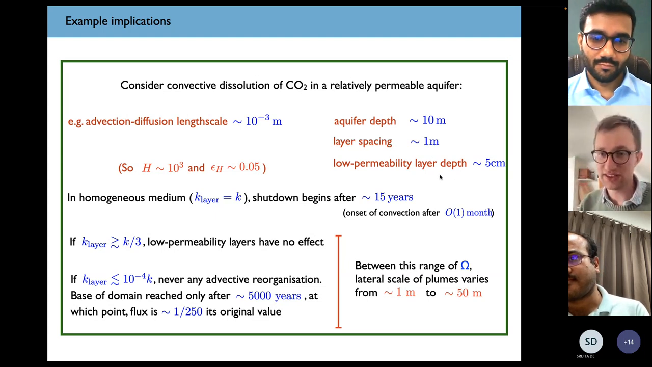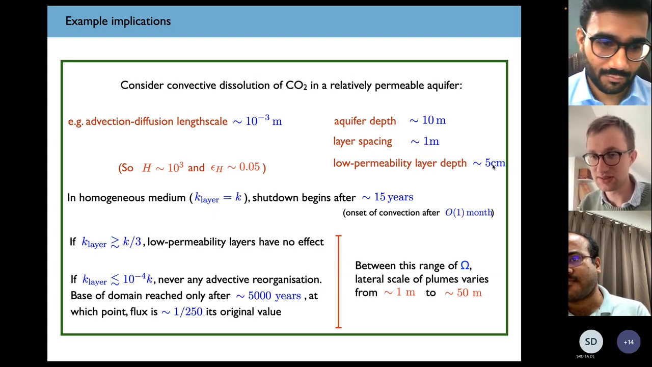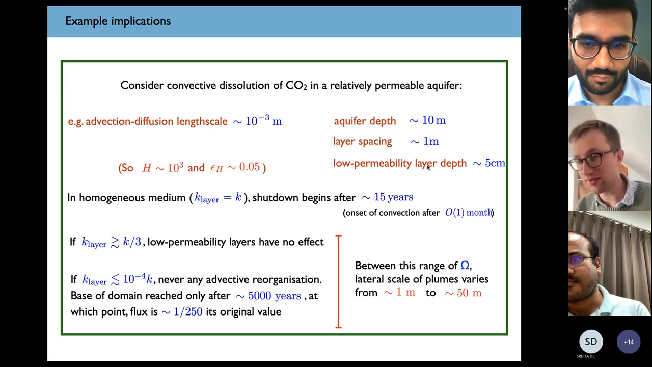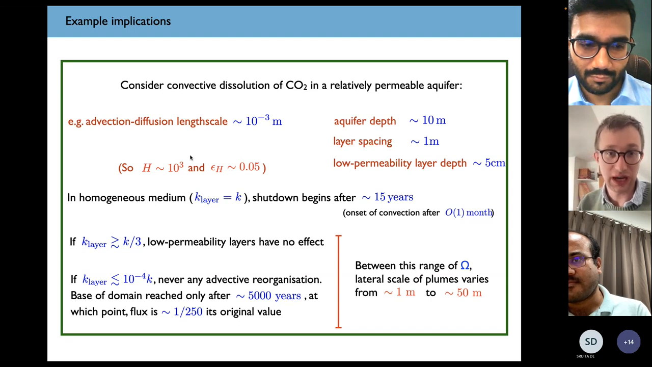And there are a series of low permeability layers, which are 1 meter apart from each other, and they are themselves only 5 centimeters thick. So that's sort of plausible. If you think of the first picture I showed you of the exposed cliff side, you can work out what all of that means for various things.